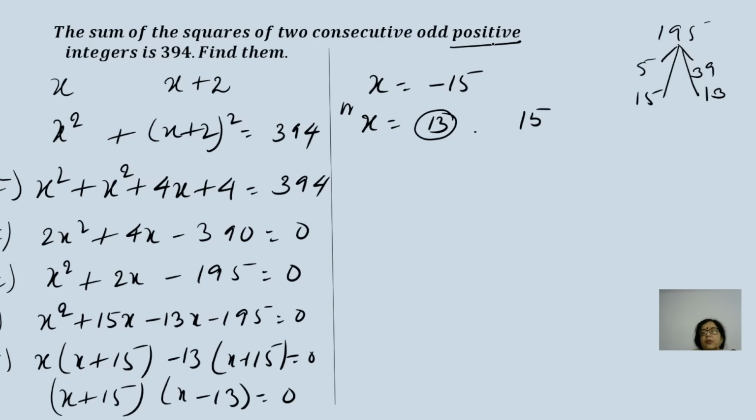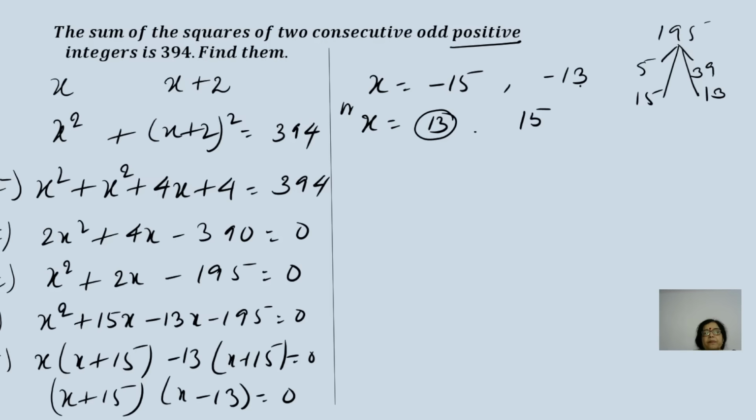Now supposing positive is not mentioned over here, only odd integers is mentioned. In that case, if the first number is negative 15, the next number will be minus 15 plus 2, that is negative 13. But in this question, we are not going to take that solution because it's mentioned here odd positive integers.